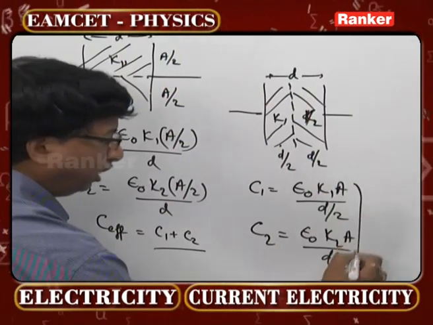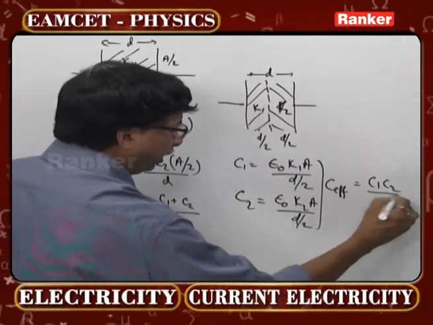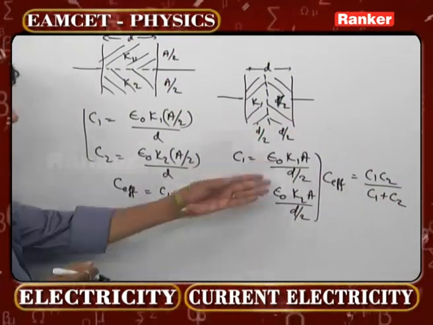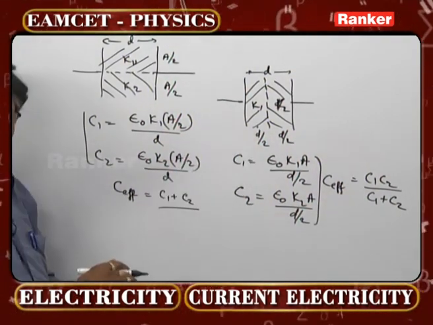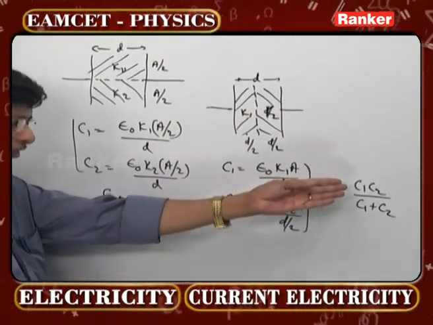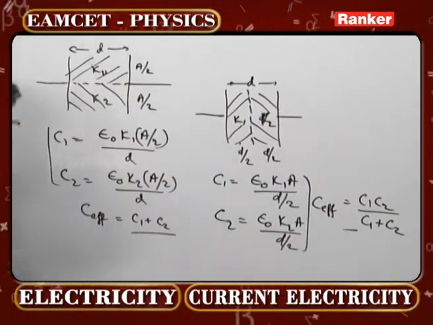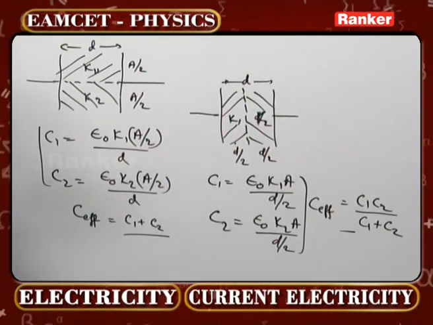Now, what will be the effective capacity of the system? C1 C2 by C1 plus C2. Because all of you know 1 by C is 1 by C1 plus 1 by C2. If you take LCM and reciprocate that one, you will be left with C1 C2 by C1 plus C2 only. This is the formula by means of which effective capacity in this particular case can be calculated.